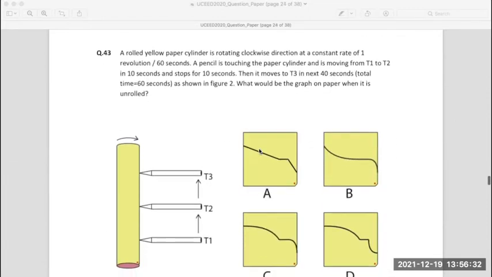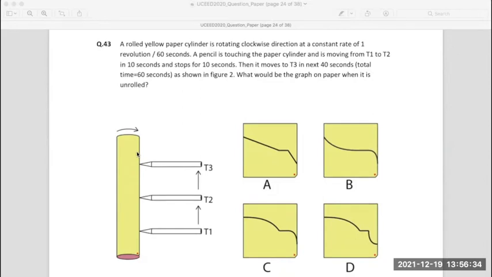I'll move ahead then. What you are shown is a yellow roll and three positions of the pencil. It starts with T1. The red dot is the place where it starts. Then the yellow roll is moving. The roll is rotating at a constant speed of 1 revolution per 60 seconds. A pencil is touching the paper cylinder and is moving from T1 to T2.